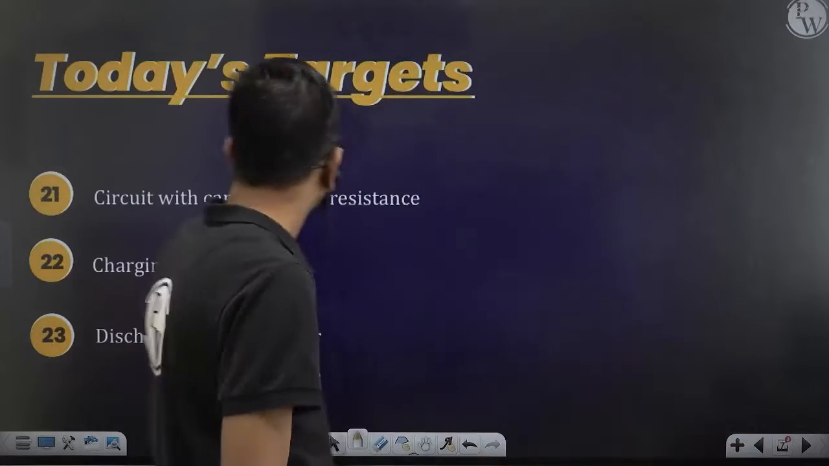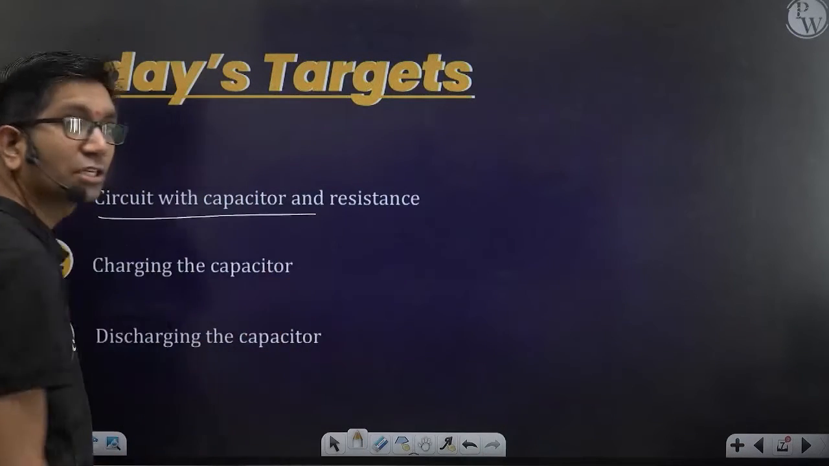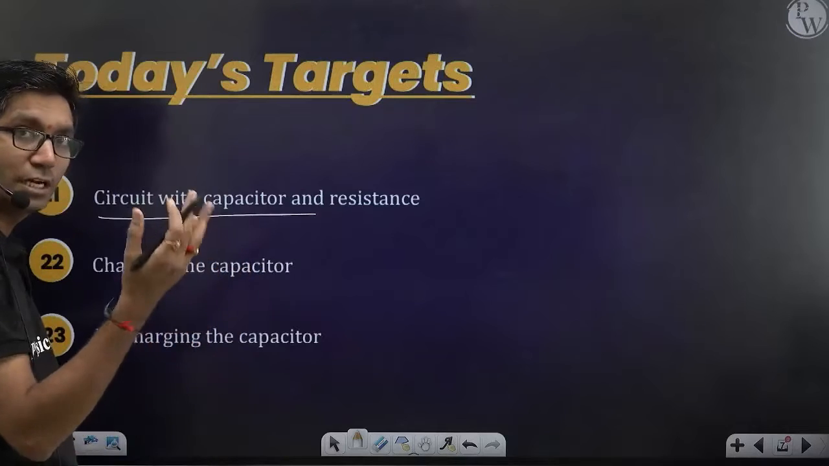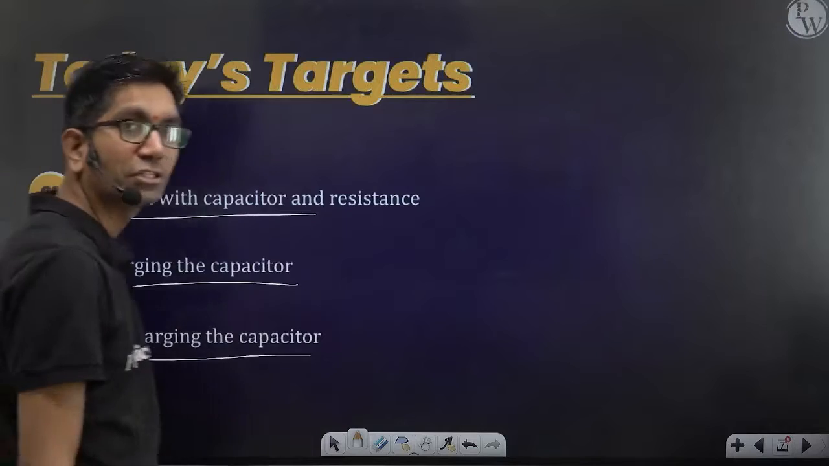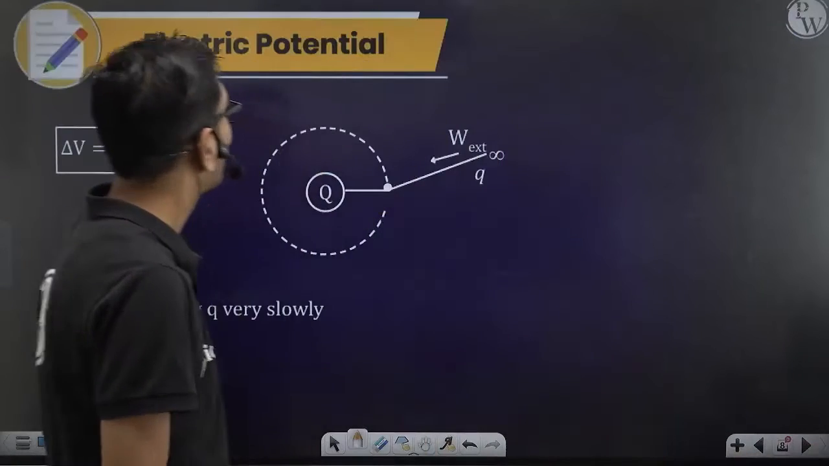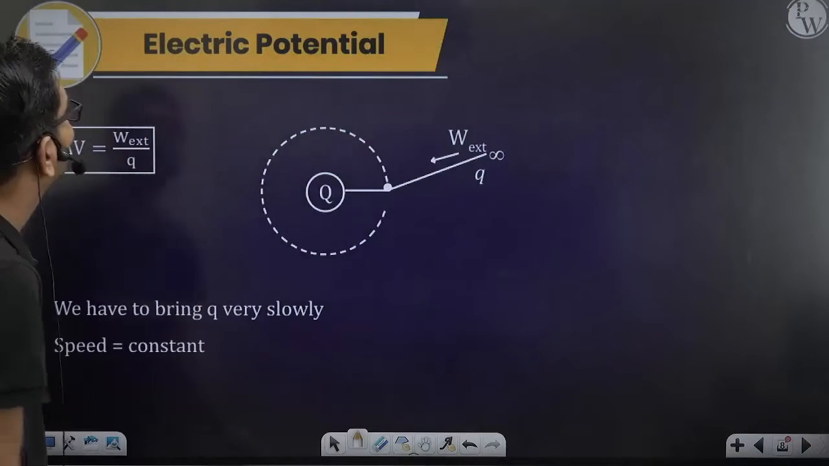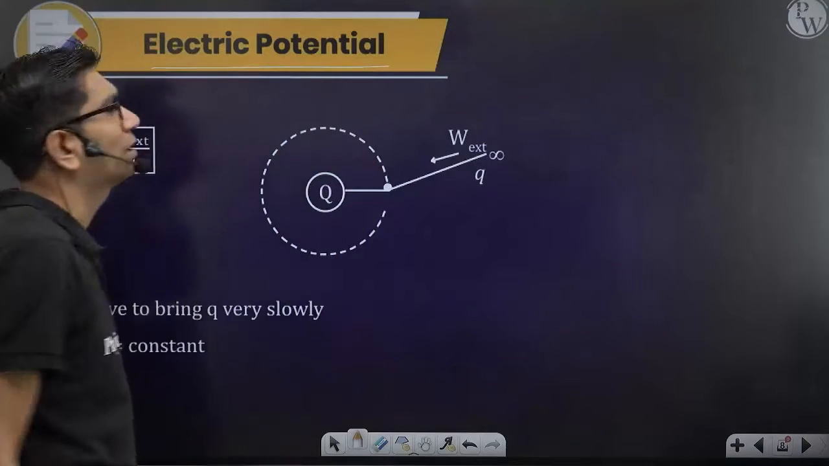Next, circuits with capacitor and resistance. How to solve those, I will be telling you the tricks also. Then charging the capacitor and discharging the capacitor. So let us start the first topic, that is electric potential.